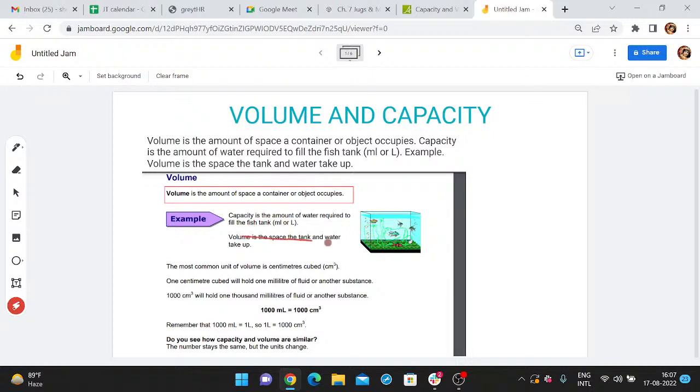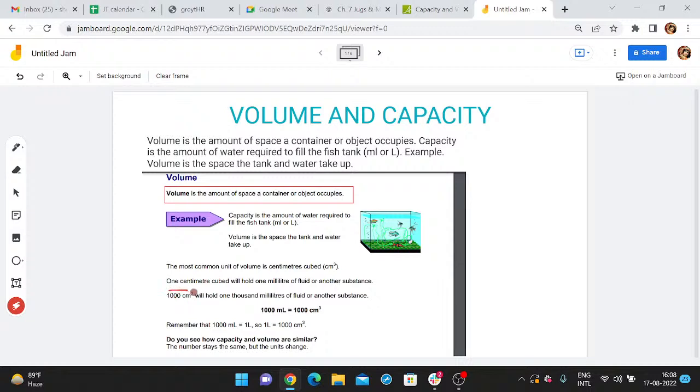So volume is the space the tank and the water take up. So the most common unit of volume is centimeters cubed. Ye it's just an extra information for you all that the most common unit of volume is centimeters cubed. So as the word itself says, it is centimeter and then cube. Okay, so centimeter cubed means ye aapka ek volume ka ek most common measurement di hui hai.